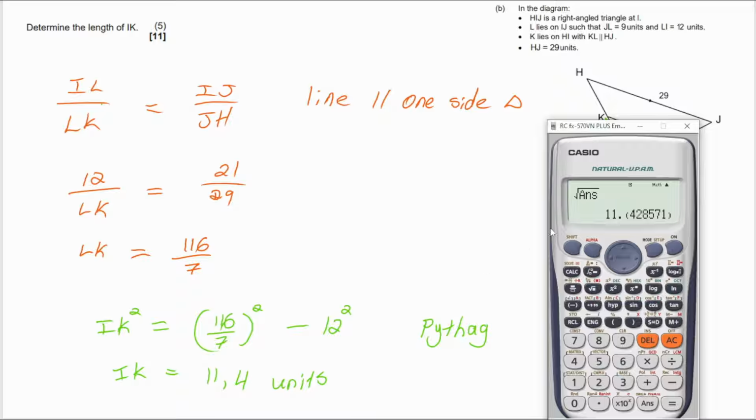So there you go. This calculator is slightly different. I don't know why this is in brackets, but don't worry about that. That's 11,4. And another thing is I don't have to be saying 116 over 7 and then squaring that, right? I can just do 116 divided by 7. Saves me a bit of time. For me, it's easier than dealing with the fraction. I get this, and then I minus by 12 squared. How easy is that? And then I just square root the answer.